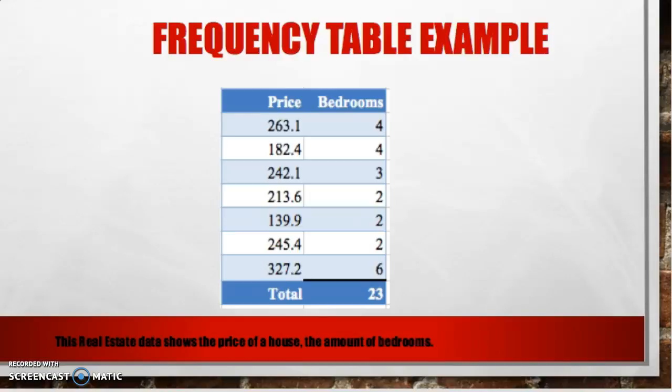This is my frequency table example. With this example, the real estate data shows the price of the house and the amount of bedrooms. It also shows the cumulative amount of data.